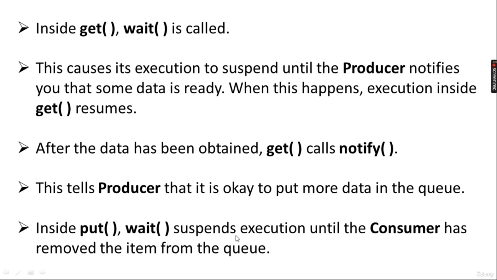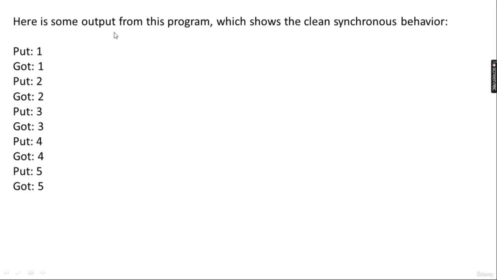Inside put, wait suspends until the consumer has removed the item from the queue. So when one is producing the data, the other cannot consume it unless and until the data is produced, and when the consumer is consuming data, the producer cannot produce the next data. So this is the sample output of this program, which shows the clean synchronous behavior as we expected.